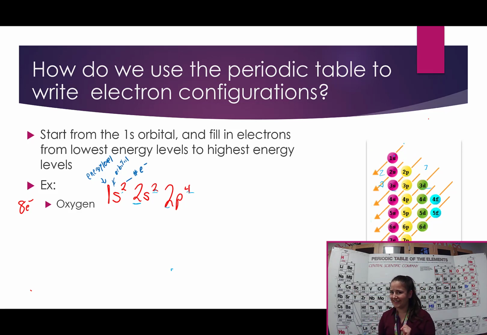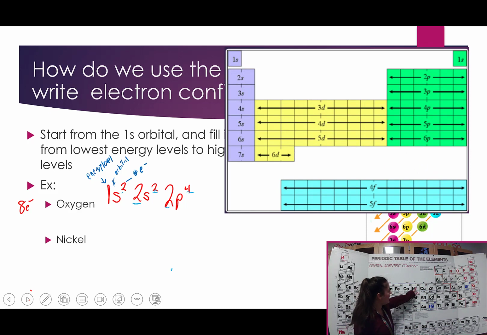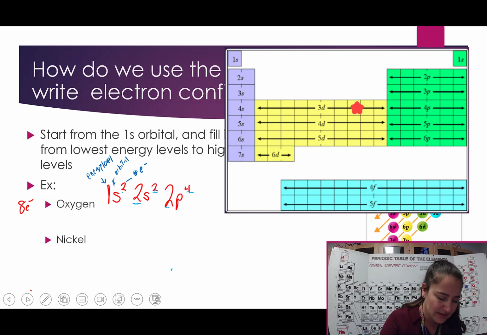Okay, let's look at a slightly harder one. Nickel. Okay, nickel, Ni, is right here on the periodic table in the middle of the D block of elements. So let's go ahead. It has 28 electrons that we're going to be placing.